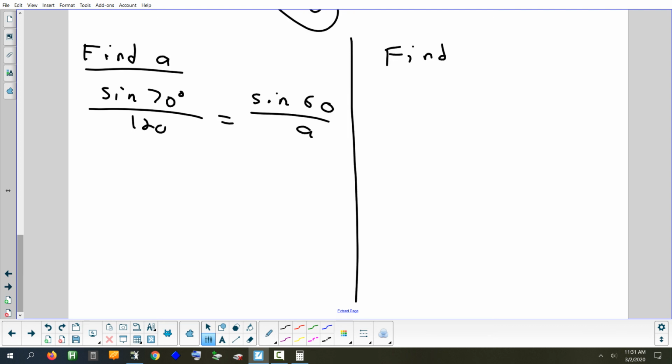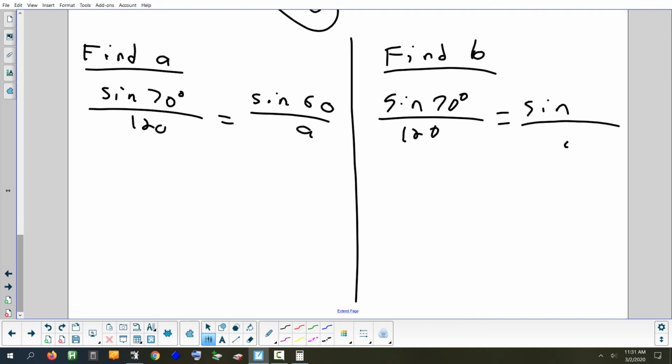And then find, what did I call the other one? B. Still going to use sine 70 over 120 equals sine of the other angle, 50. And now we cross multiply, and then we'll have A and B. So that's the easy part. I think the harder part is just the diagram.